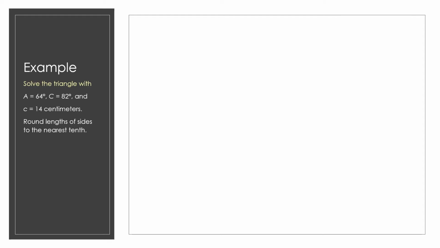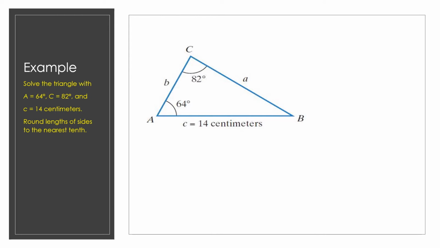So let's see the first example. We have a triangle where A equals 64, C equals 82, and we have c equal to 14. And we need to find the other sides. So we need to find what is a, we need to find what is b, and we need to find this angle B here.